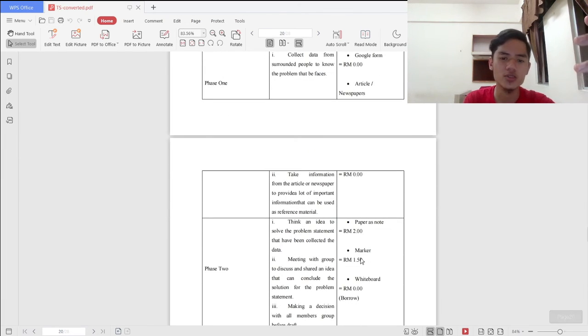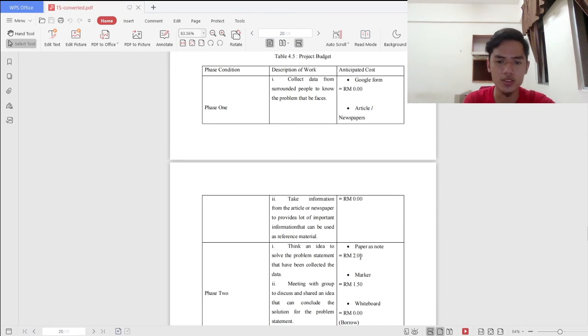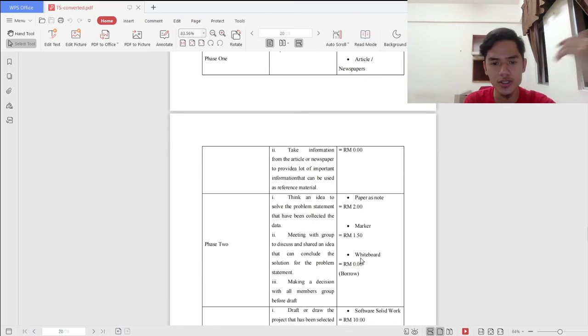And then for phase 2, we are thinking of an idea to solve the problem statement. Then we hold a meeting, our group discusses and shares ideas. Then we conclude with the solution to the problem statement. And then we make a decision with our group members before drafting is done.